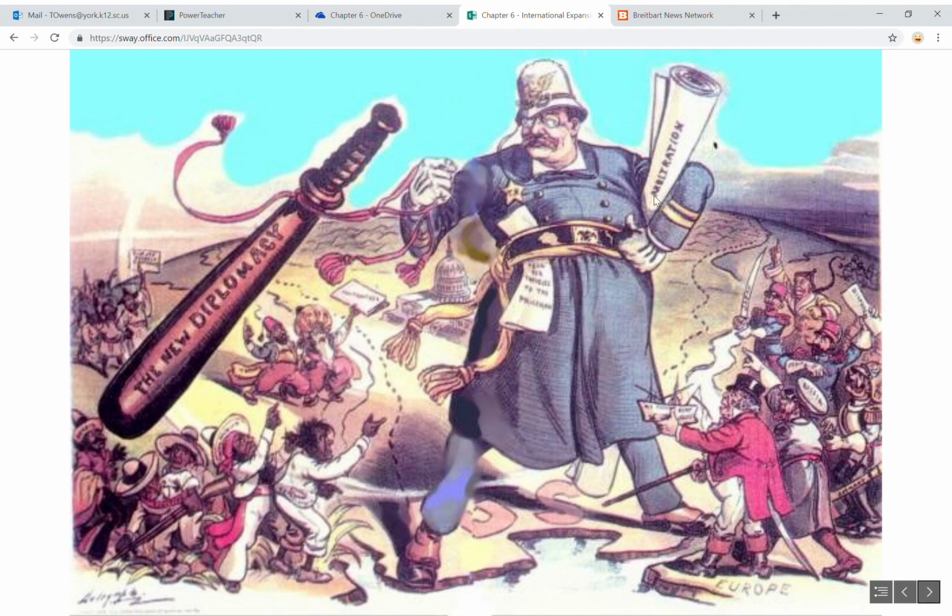Here you have, again, Teddy Roosevelt. He's dressed as a cop here. He was known as our constable, but you can see him here as the policeman of the world. So he represents the United States as the policeman of the world. He, again, is carrying a big stick. Now, this isn't a club or a bat, but this is a police baton, and it's called the New Diplomacy. So we're willing to use force with this new diplomacy.